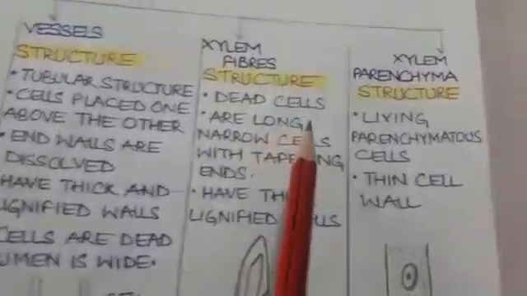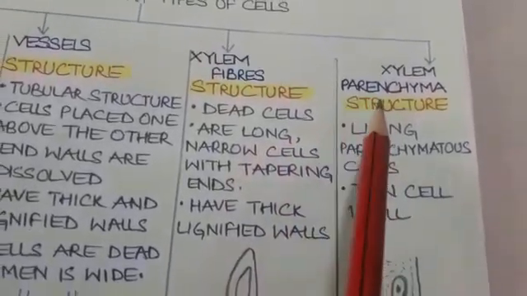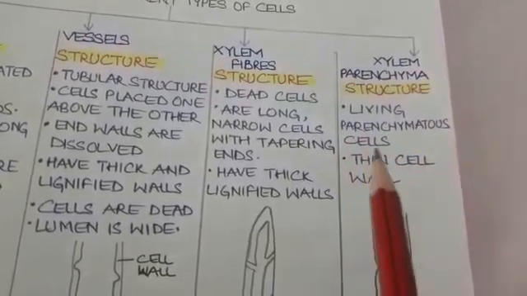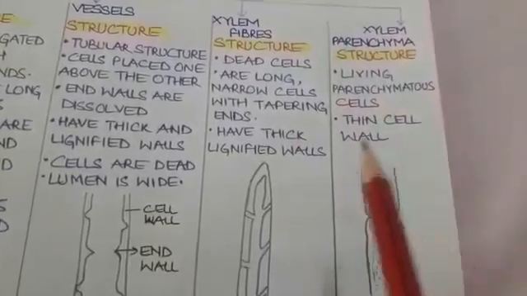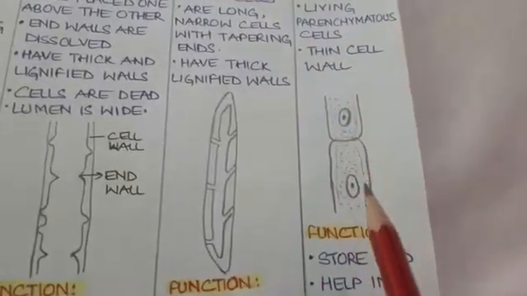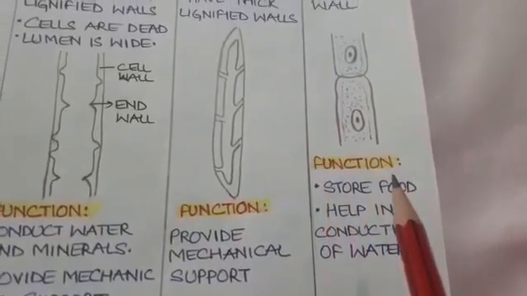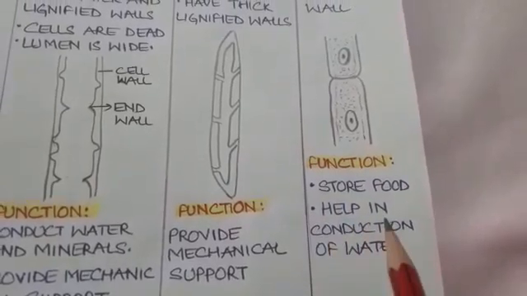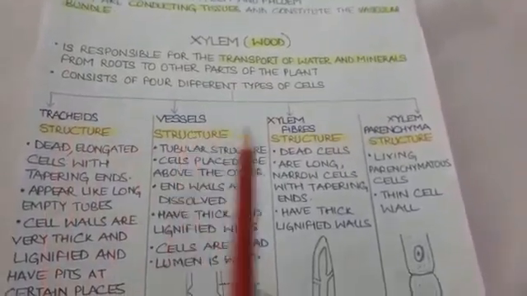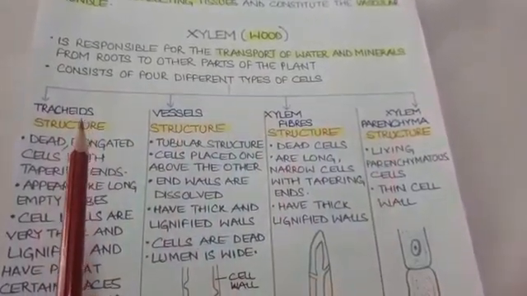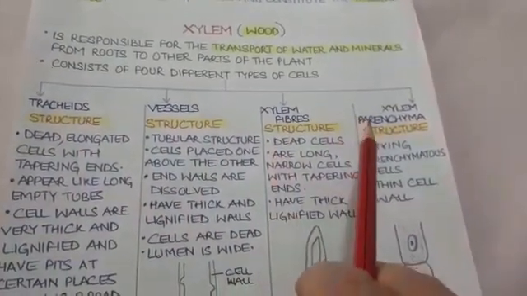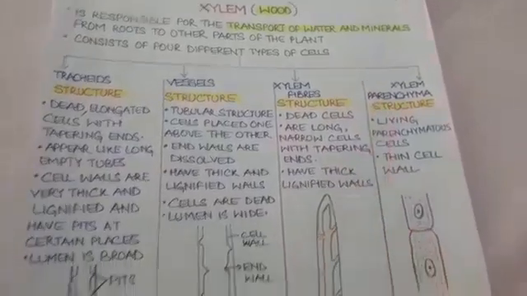The fourth type of cells are xylem parenchyma. These are the only living cells in xylem that are parenchymatous. Since they are living cells and parenchymatous, they have a thin cell wall, and the main function of parenchyma in xylem is to store food. Along with this, they also help in the conduction of water. So these are the four types of cells that constitute xylem. Xylem tracheids, dead cells; vessels, dead cells; fibers, dead cells; and xylem parenchyma are the only living cells.